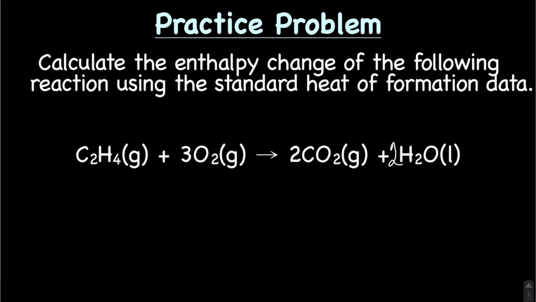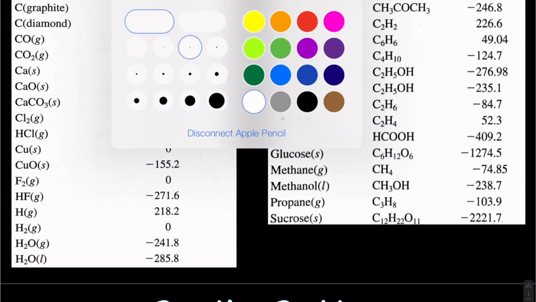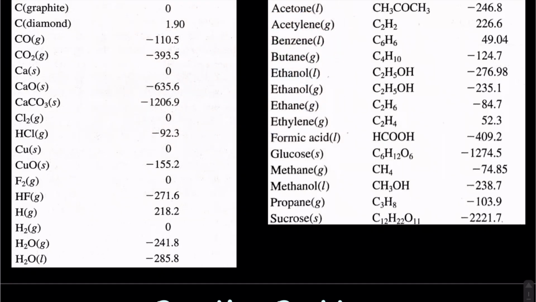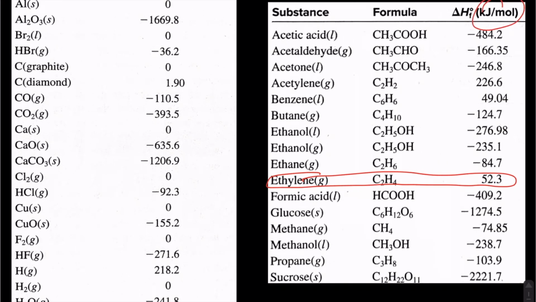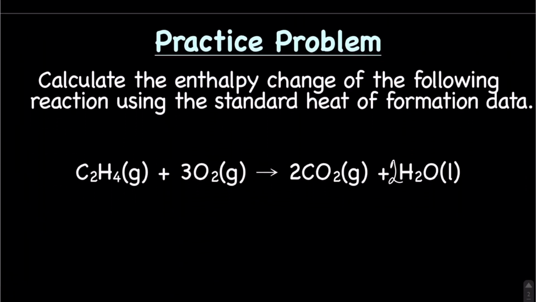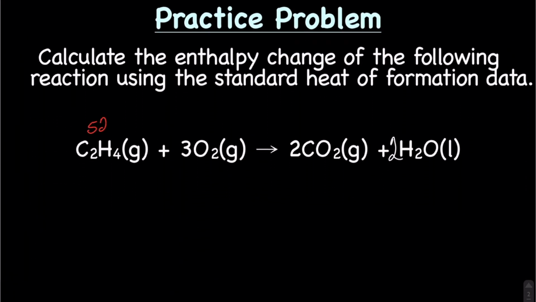Well, the first thing we need to know is the standard heat of formation of each of our compounds. So let's look that up on our table. Let's start with C2H4. Do you see it? Anybody see it? There it is. And by the way, these are in kilojoules per mole. So we have 52.3 kilojoules per mole. And then O2, remember O2 is an elemental compound in its natural state, which would be diatomic, so it's going to be 0 kilojoules per mole.